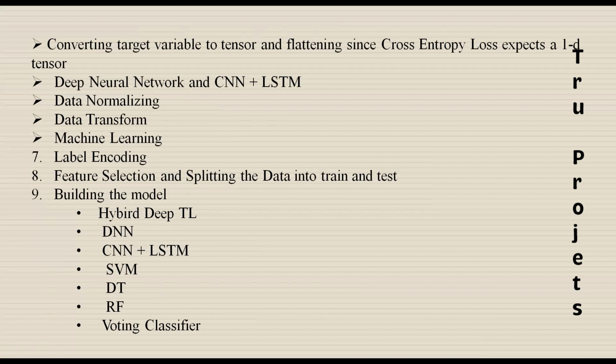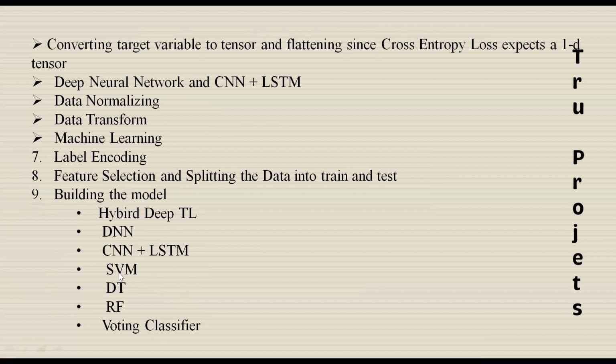CNN plus LSTM, convolutional neural network plus long short-term memory. This hybrid architecture combines CNN, which excels at processing image-like data, with LSTM, which is effective for sequential data. It's useful when dealing with datasets that contain both images and time series information.